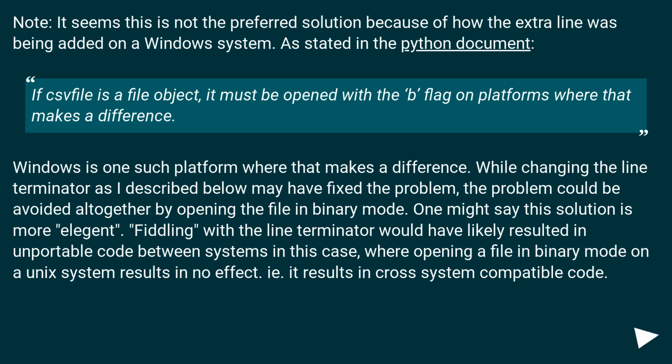Fiddling with the line terminator would have likely resulted in unportable code between systems in this case, whereas opening a file in binary mode on a Unix system results in no effect. It results in cross-system compatible code.